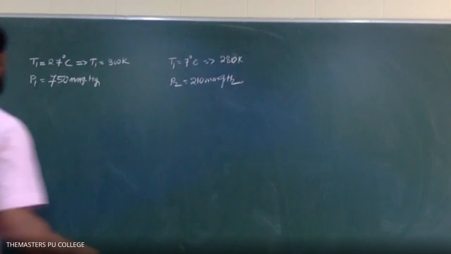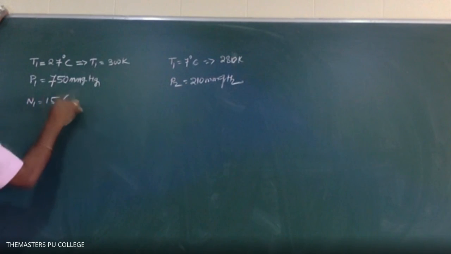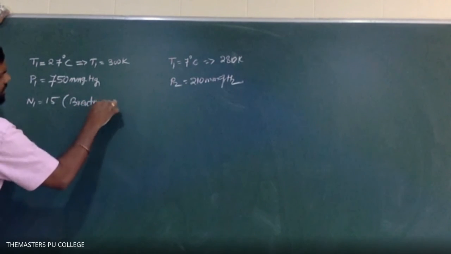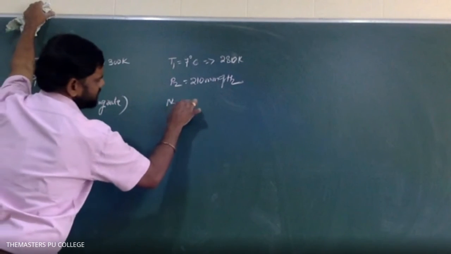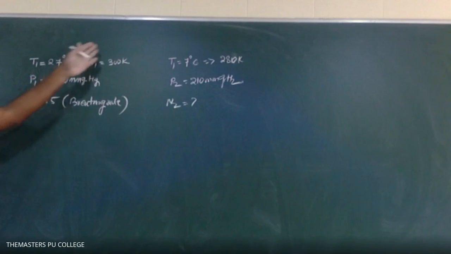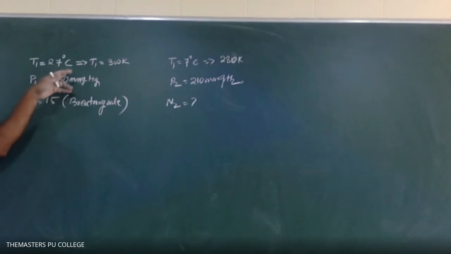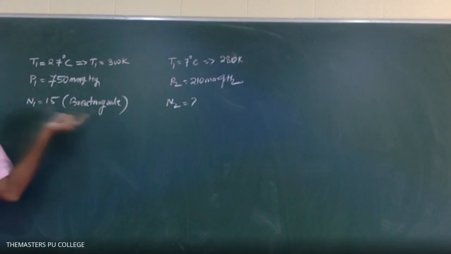So what is his breathing rate? Here breathing rate N1 equals 15. N2 equals what? Breathing rate. Understand this one? So this is the initial situation at the bottom of the mountain at the temperature 27 degrees centigrade at a pressure of 750 millimeter of Hg. He used to take 15 breaths per every minute.